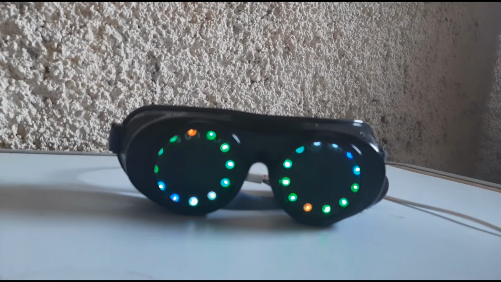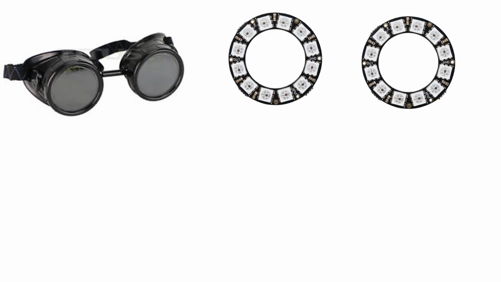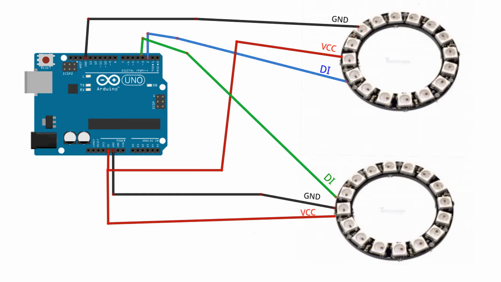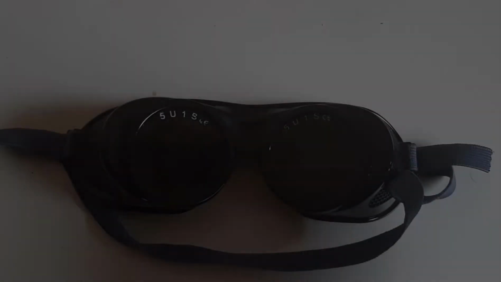In this tutorial we will learn how to make the legendary SteamPunk goggles that change colors. For this project you will need goggles, 2 Neopixel LED rings, jumper wire, Arduino and Visuino software. Wire everything according to this schematic.